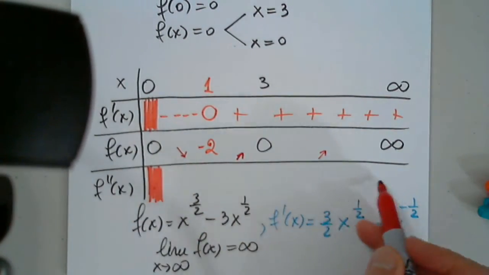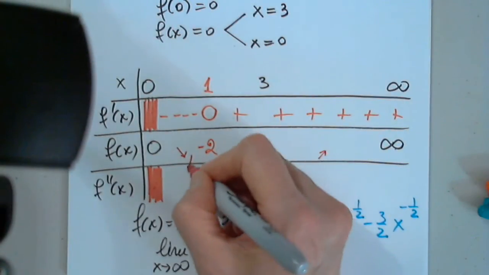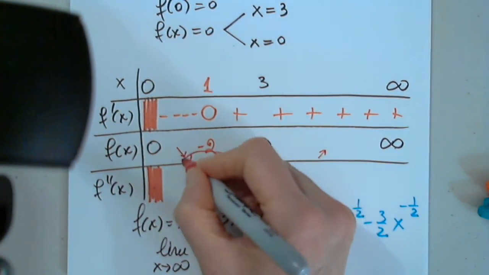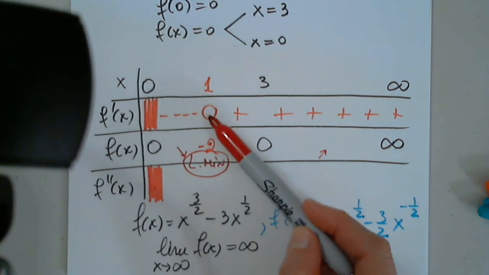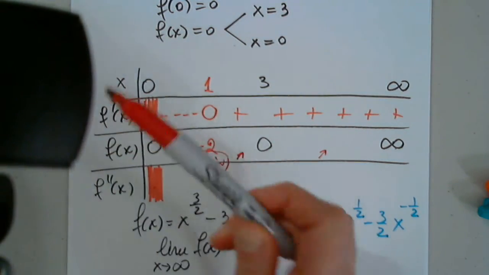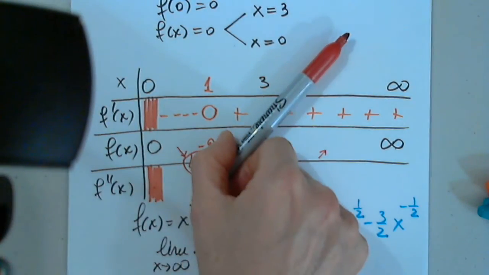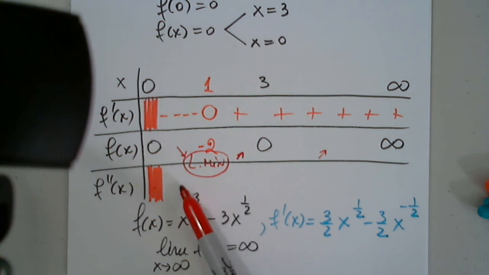Good. Obviously, this is a local min, for sure. Why? This is a critical number. The derivative is 0, and it changes sign from negative to positive. So this must be a local minimum. So now let's look at the second derivative.